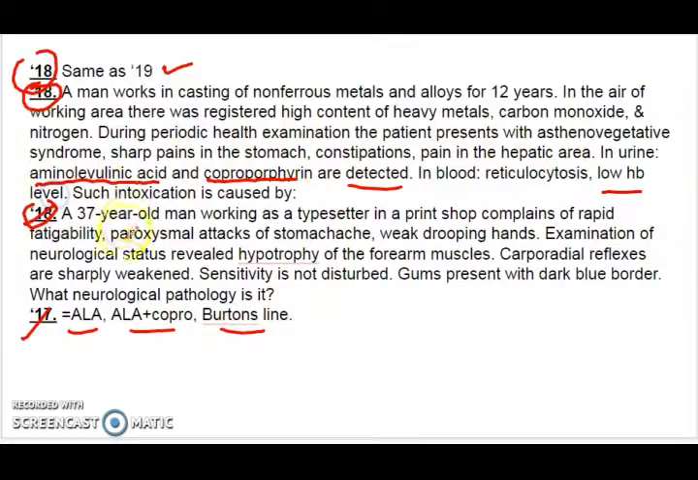Now, the third question was a bit tricky because it only mentions Burton's line. So that is also a very, very important point, right? Similar questions were repeated in 2017, as I said, ALA plus coproporphyrin in the second question, and the third question was about Burton's line. Thank you.